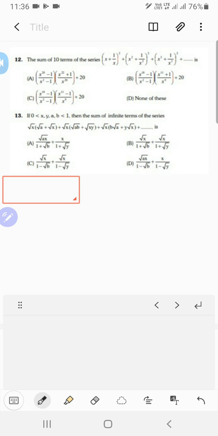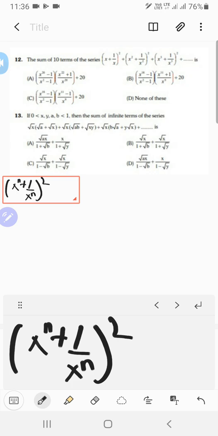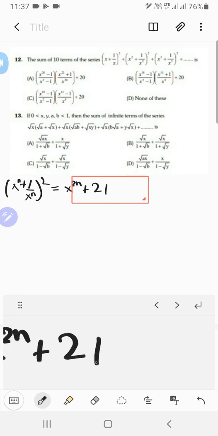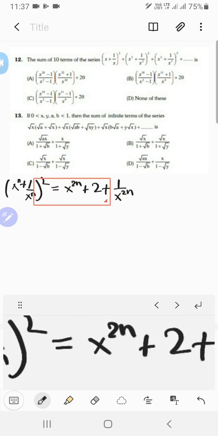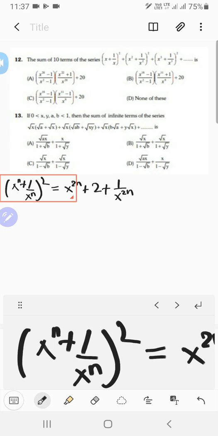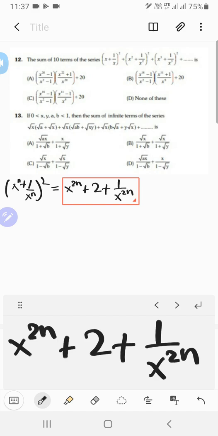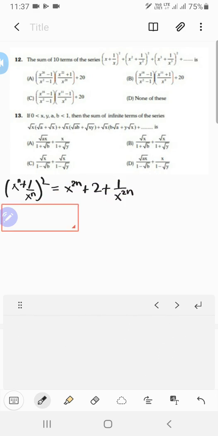Okay, so what I'm going to do is look at the general term of the sequence, which is (x^n + 1/x^n) squared, which can be written as x^(2n) + 2 + 1/x^(2n). If you want to sum these terms till n equals 10, it's the equivalent of summing these terms from n equals 1 to n equals 10. So what can we do?